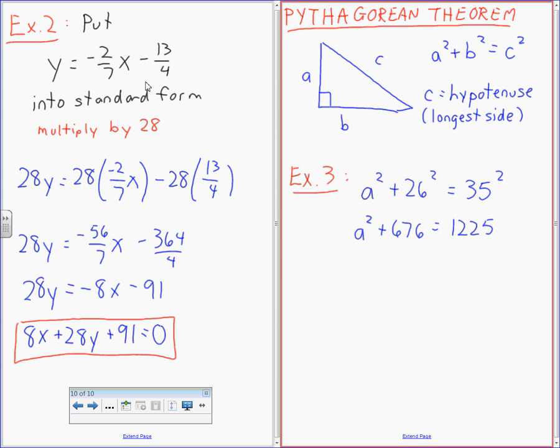Okay, so here's the tricky part now. This is like an algebra question. A squared plus 676 is equal to 1225. How do you solve for A? What's the first step? C squared minus B squared. It could be, yes, could be.